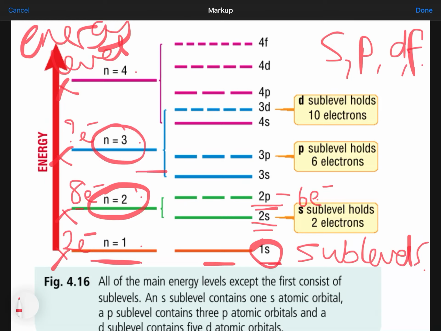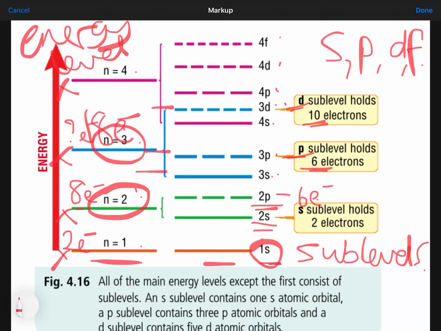n equals 3, look at the blue lines, it's made up of 3 sub-levels: 3s, 3p, and 3d. Now, into the s sub-level, you can put 2 electrons. Into the p sub-level, you can put 6, look, and into the d sub-level, you can put 10. So how many electrons can you put in total into the third main energy level? 2, 6, and 10. So it's actually 18 electrons. And then the fourth main energy level up here is divided up into 4 sub-levels, 4s, 4p, 4d, and 4f.